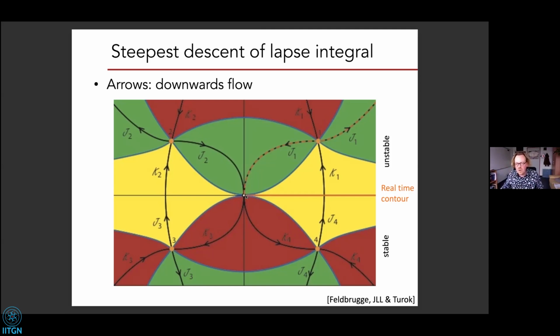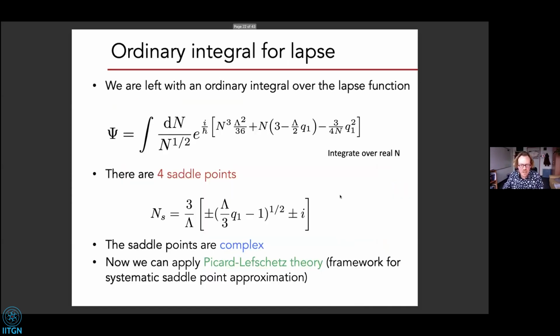If we want to integrate over real values of the lapse as a defining contour, it is in fact not clear that this is a convergent integral, because the integral is an integral over e to the I times some function of n. At large n, this integral oscillates very rapidly, but it has modulus 1 everywhere. So it is only conditionally convergent, not absolutely convergent.